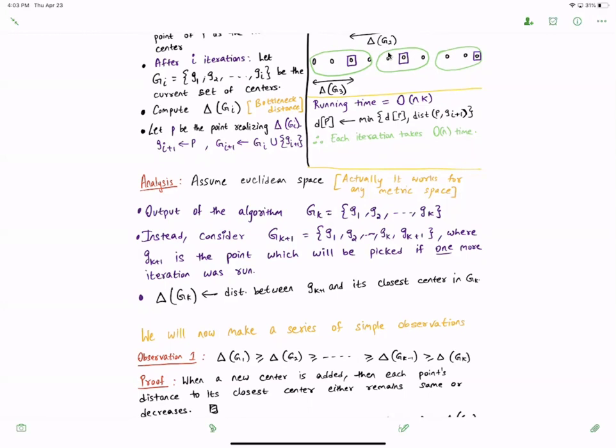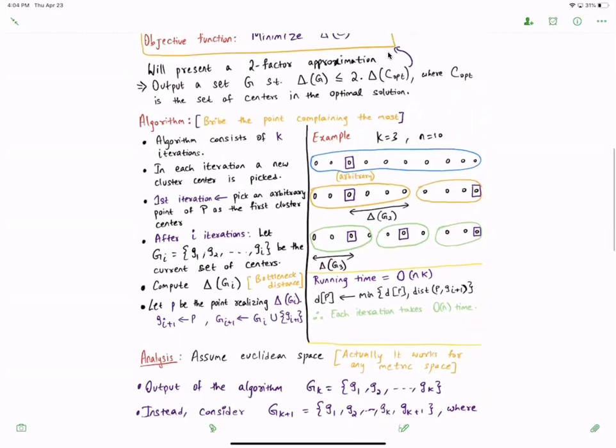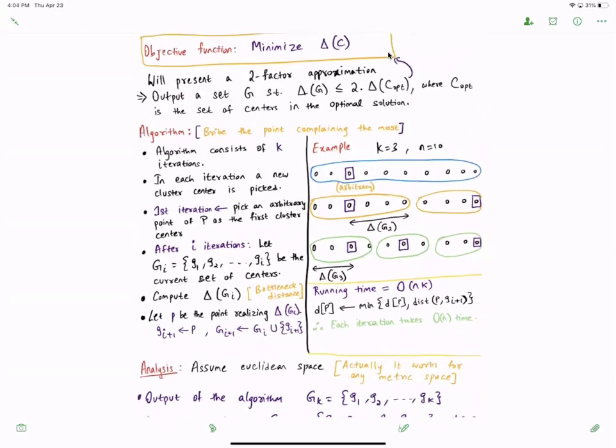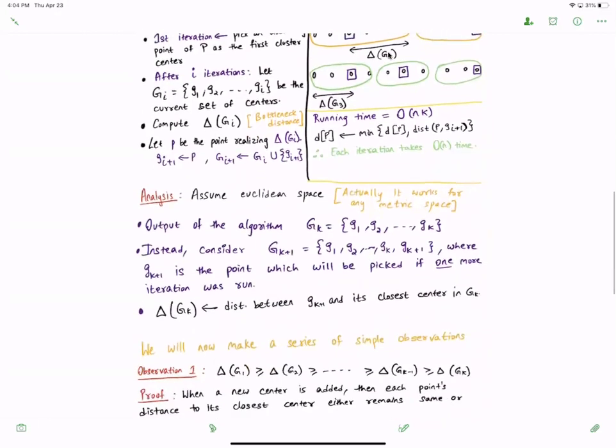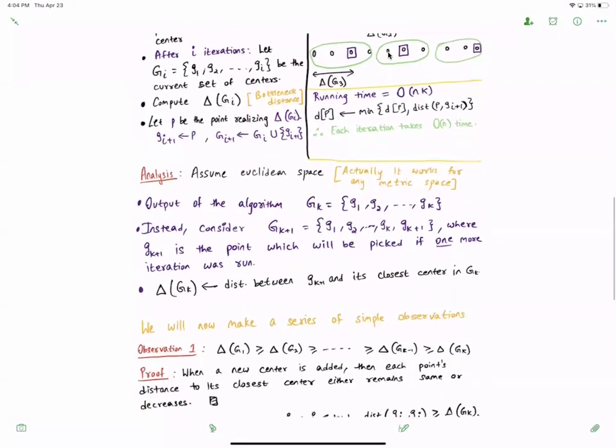So because the distances are decreasing for every point, if you go back to this d of p that was defined before, overall even the delta of G_i will keep decreasing. Even in the figures, it's not a formal proof, but you can see that the deltas are decreasing over iterations. So this is important, keep this in mind.